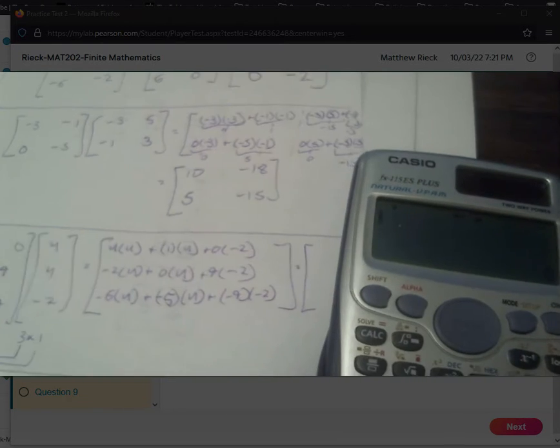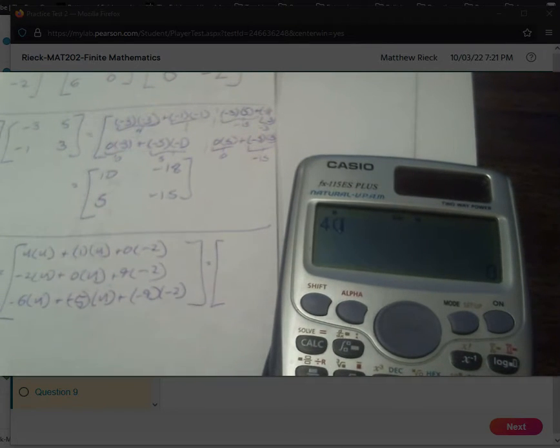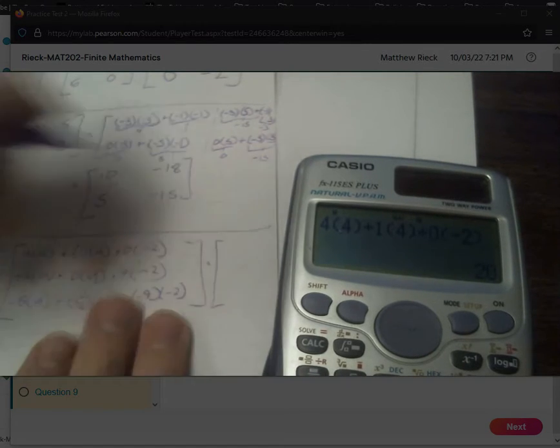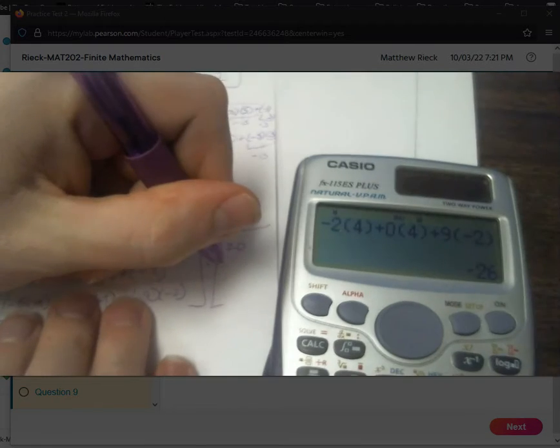So yeah, now just performing the arithmetic here. We have 4 times 4 plus 1 times 4 plus 0 times negative 2. So that gets us 20 for the first row. We have negative 2 times 4 plus 0 times 4 plus 9 times negative 2. It's going to be negative 26.